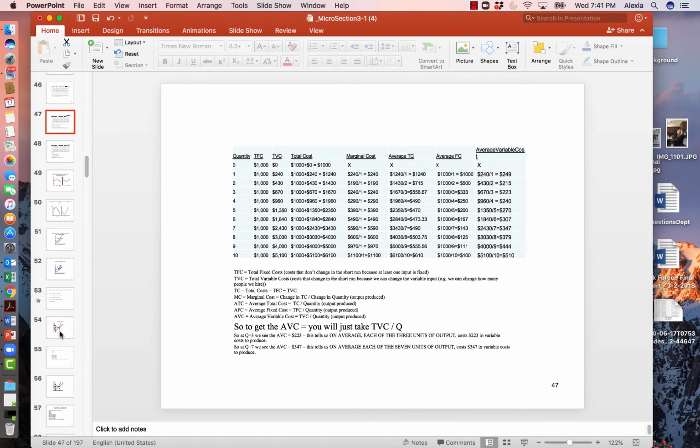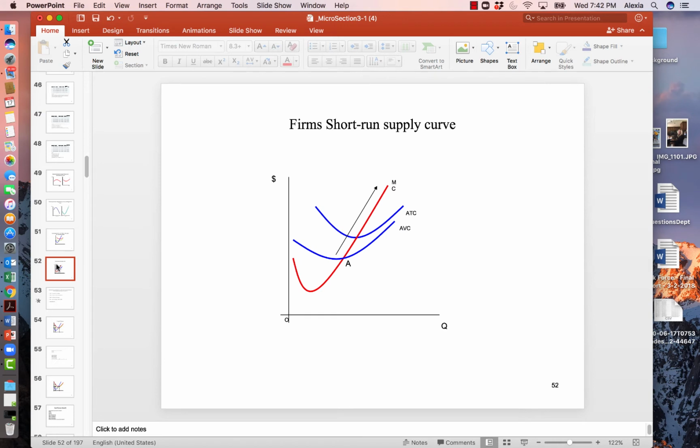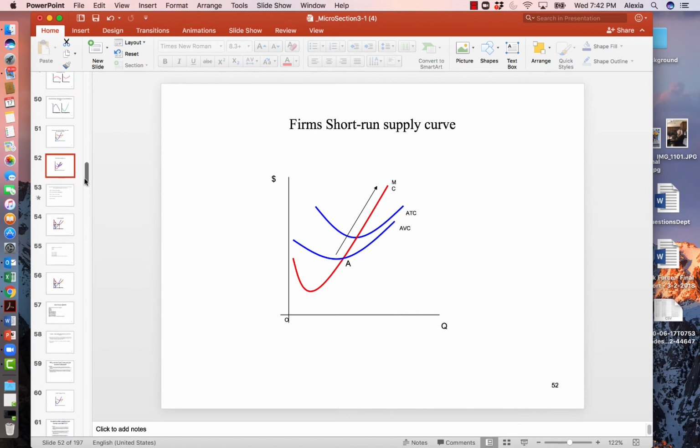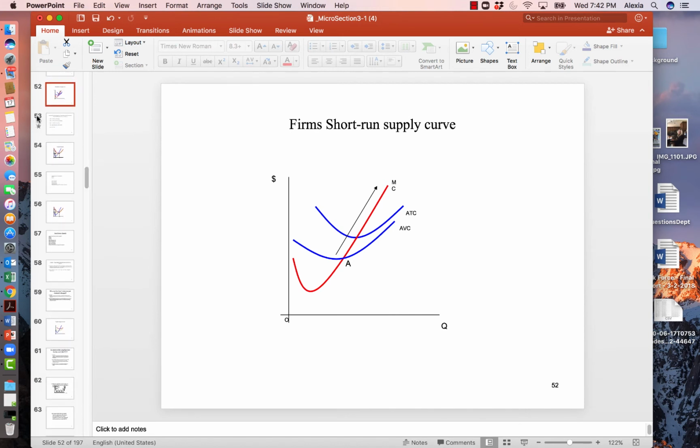Why? Because the fixed number on top, as you divide it by a higher and higher number, gets closer and closer to 0. And notice when we draw the curves, we don't draw an average fixed cost curve, because we can figure it out. Remember, your average total cost is equal to average variable plus average fixed cost. So the difference between average total and average variable is always your average fixed cost anyway. So you won't see an average fixed cost drawn on any of the pictures.